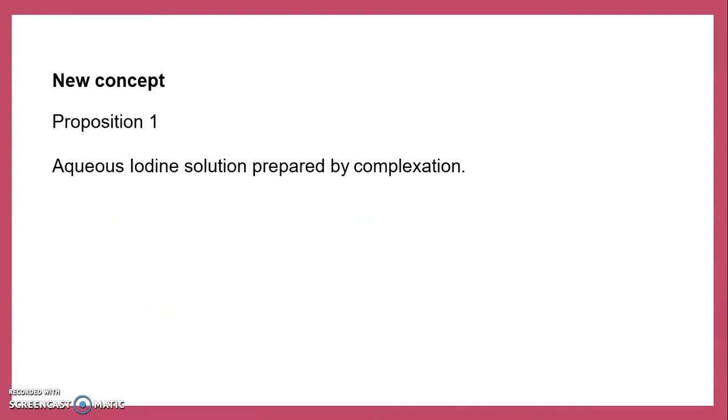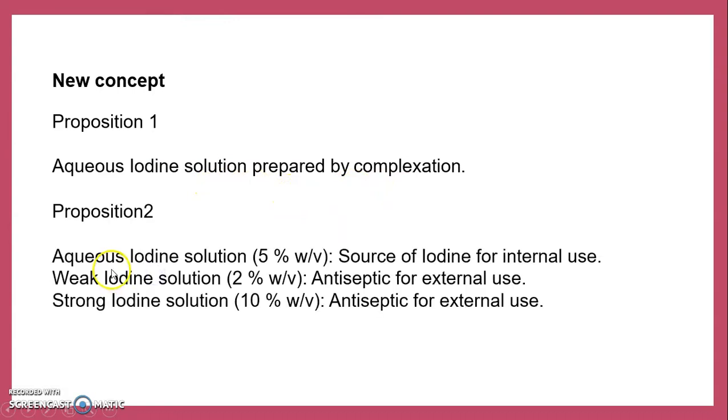Then move toward the new concept of this experiment. First proposition is aqueous iodine solution prepared by complexation method, and second proposition is aqueous iodine solution 5% weight by volume, that is the source of iodine for the internal use. Then weak iodine solution 2% weight by volume, it is for antiseptic use, for external use only. And strong iodine solution 10% weight by volume, antiseptic, it's also external use. These are the new concepts we have to understand.